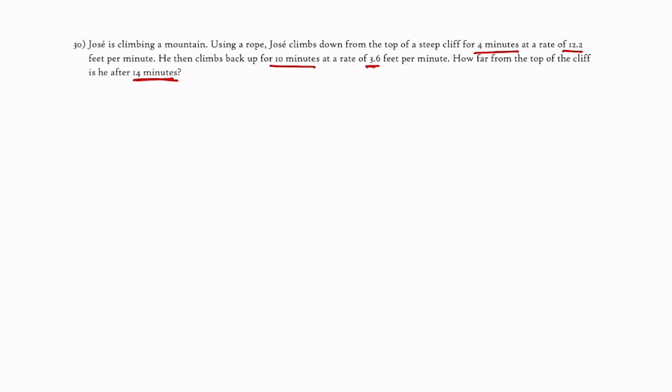So let's start with the first part where it says he climbed down for how many minutes? 4 at a rate of 12.2. So it's 4 minutes at the rate of 12.2. So that is climbing down, okay? Which is equal to 12.2 times 4. 8, 8, 4. That's 48.8 feet. He has come down.